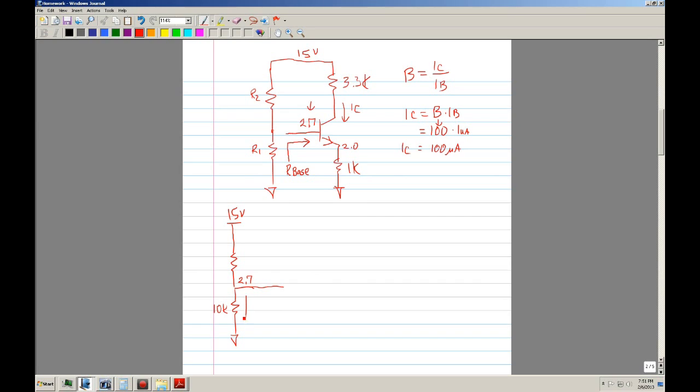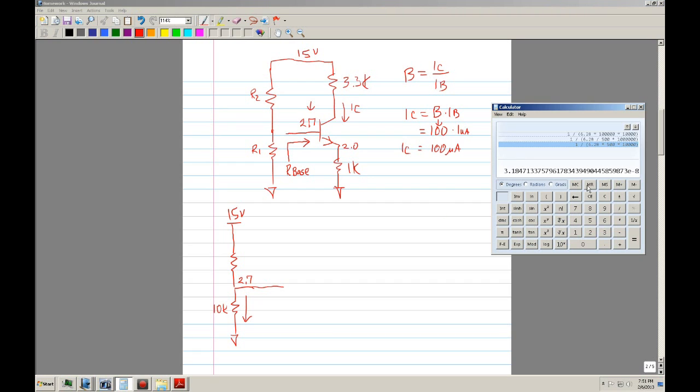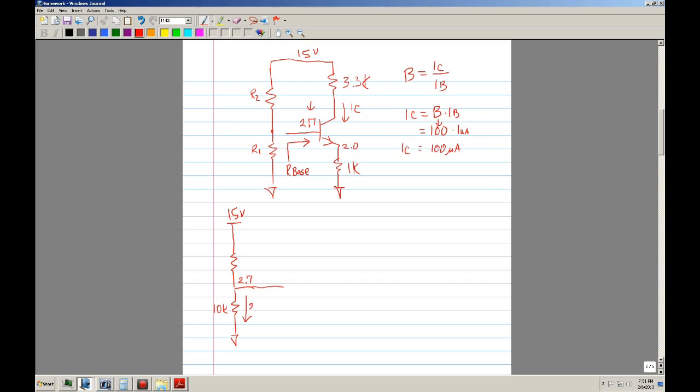Okay, so the current, I think it's what, 250 milliamps? Alright. 2.7 divided by 10K is 270. So that means you're going to have 270 microamp. That same current goes through here.